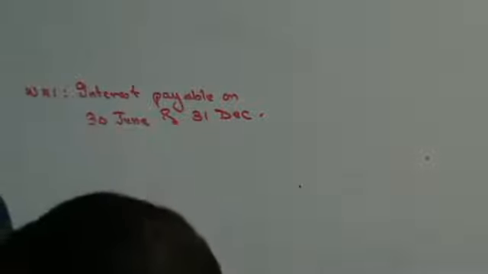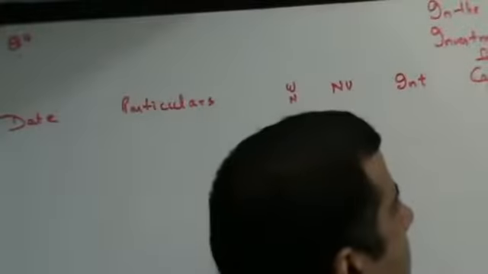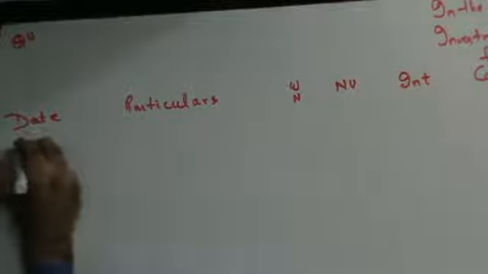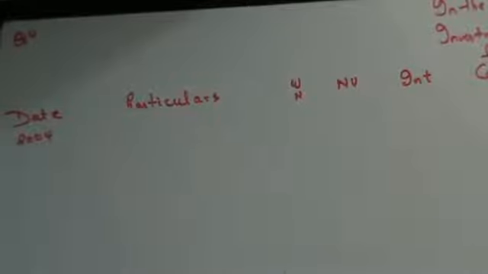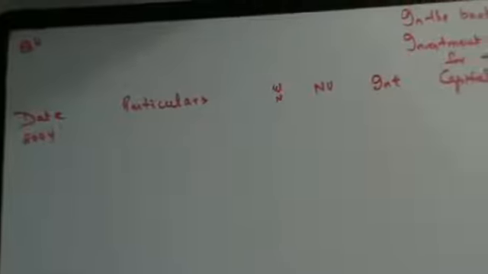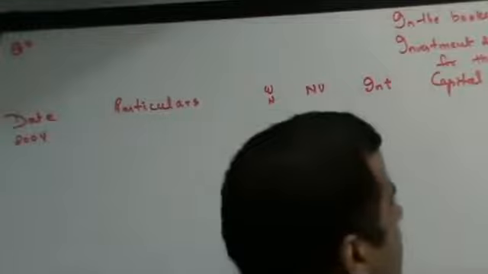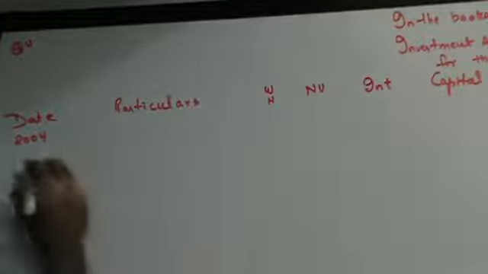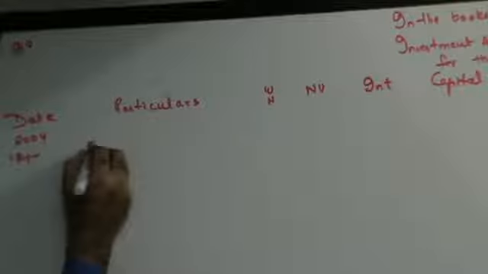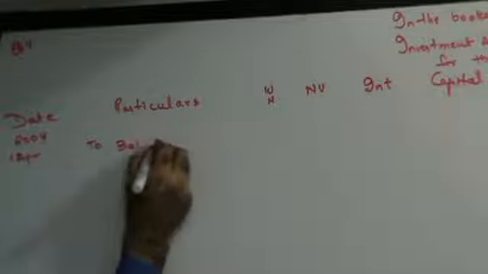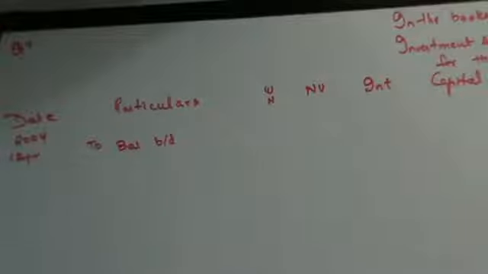Let's start with the sum, guys. The year ends on 31st March, so it won't be 2004, it will be 2005. If you are bringing the year on 31st, we end in 2005. 1st April, let's start. To balance brought down. This cost is 1,40,000.